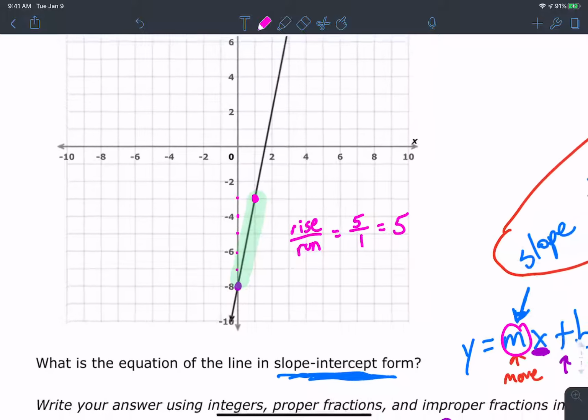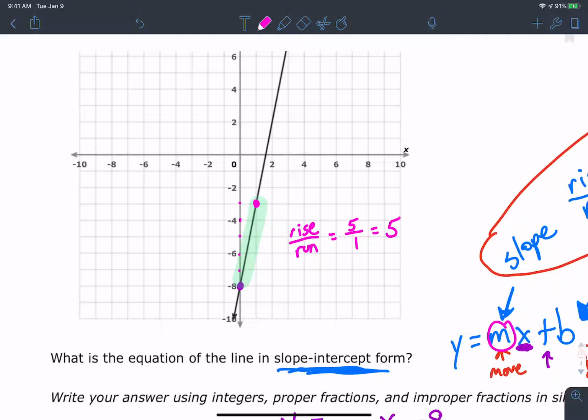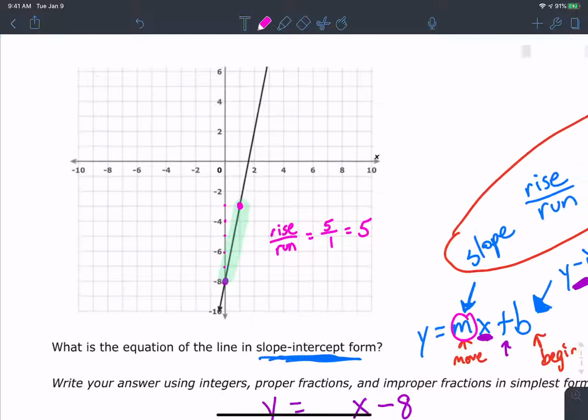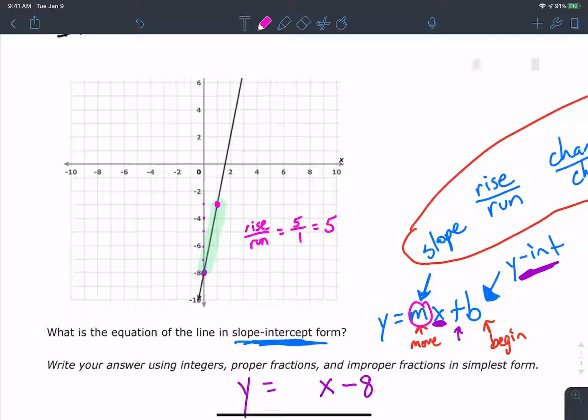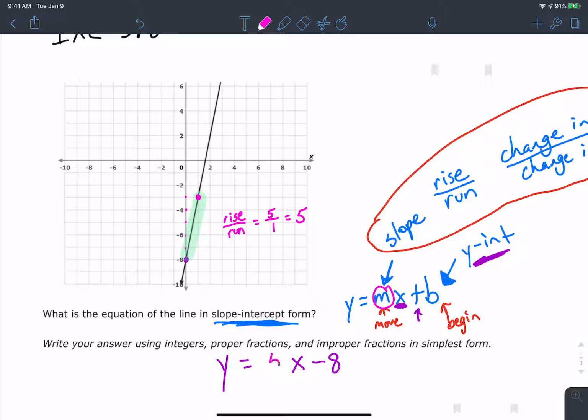If we get confused with the positives and negatives, remember, just look at the line and read from left to right. This would be going upstairs, or in a positive direction. So I know that my final answer for my slope should be a positive number, and it's a 5. So to write this in slope-intercept form would just be y equals 5x minus 8.